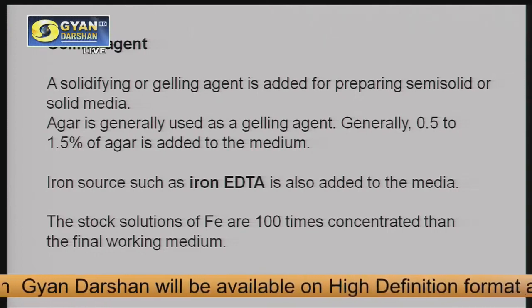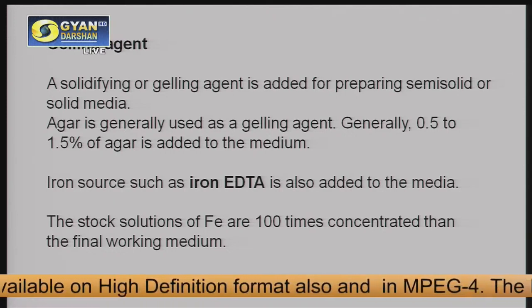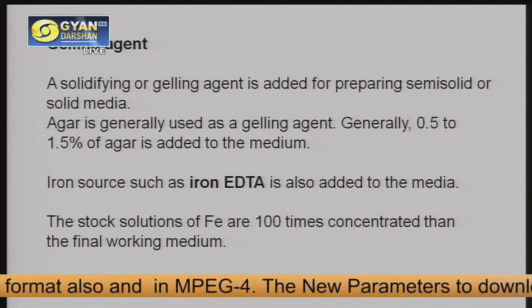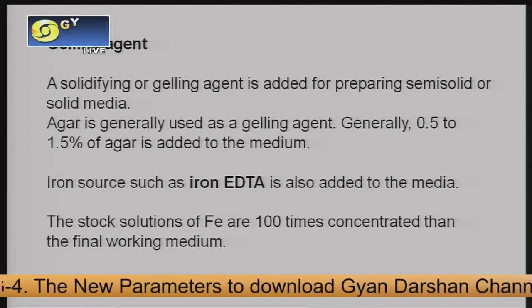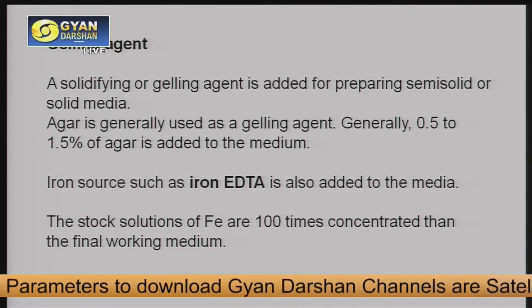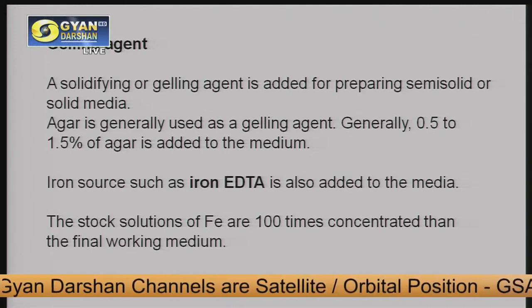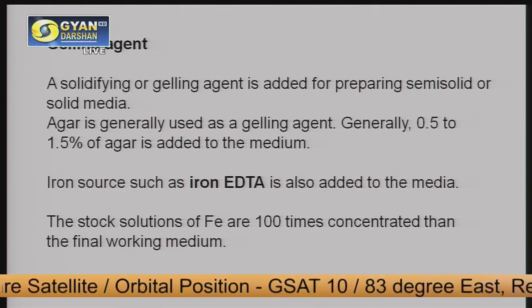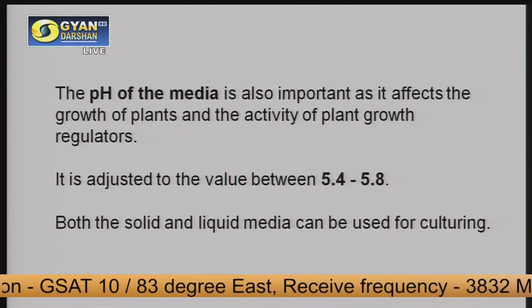So you add agar at the end, and then you autoclave it or sterilize it, and then leave it for cooling. Automatically it will gel, the media will turn into a solidified form where you can grow your tissue. Sometimes an iron source such as iron EDTA is also added to the media. So you see, these are all the basic components of a tissue culture medium.